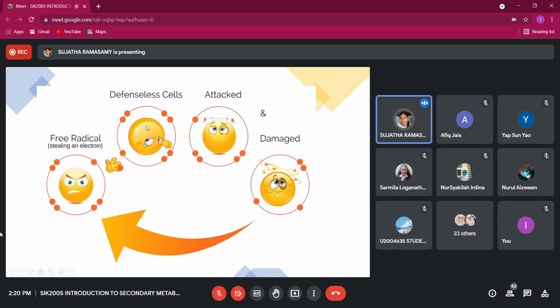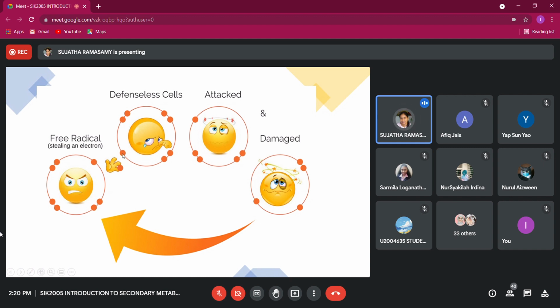But what happened to the healthy cell? Lost one electron because it has been attacked. And this can lead to damaged molecule. This is a simple diagram. And this reaction does not stop here. Not only one molecule will start to steal electron. Imagine, this molecule will steal electron from this molecule. Now, lost one electron, it becomes free radical. From healthy, become free radical.